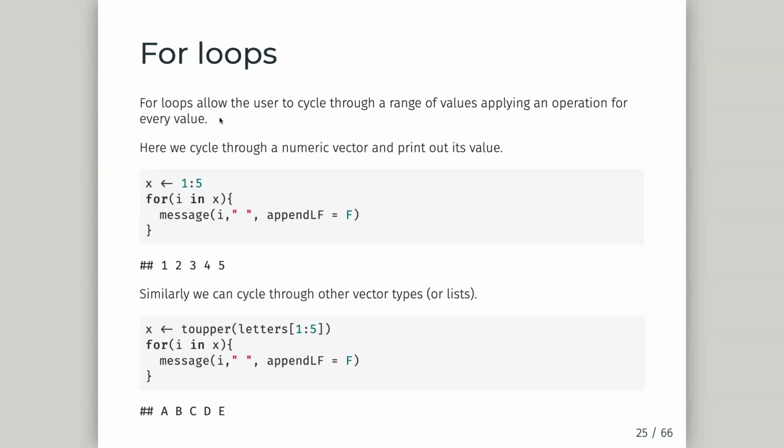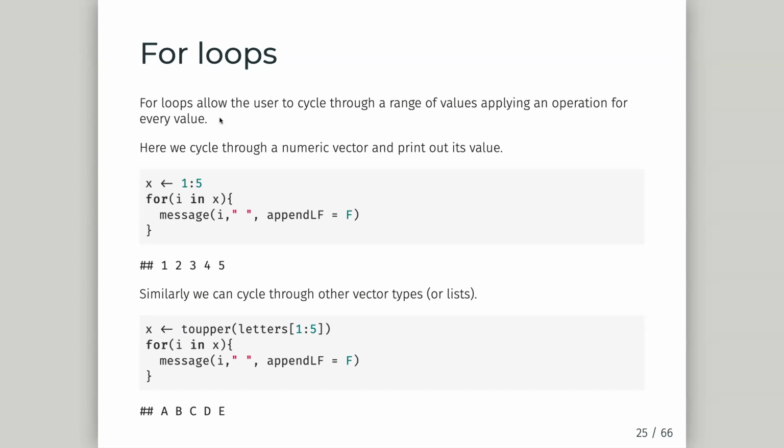For loops, which I think I use a lot more often, really allow the user to cycle through a range of values, applying an operation for every value. So here we're just going to cycle through a numeric vector and print out its value. So for i in x, so x is a vector of 1 to 5, 1, 2, 3, 4, 5. So I've done the shorthand colon.